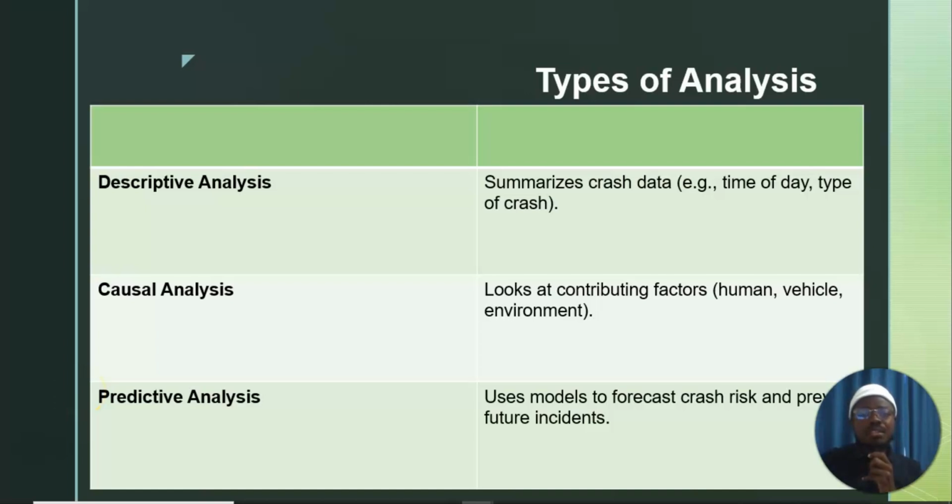As we can see here, it says it uses models to forecast crash risk and prevent future incidents. Not just that, the predictive analysis also uses this data and these models to forecast future accident outcomes, and helps in identifying high-risk areas and potentially prevent accidents. When we say something is predictive, it's just a way of making a future reference or a future forecast on what could have happened and how we can prevent it from happening in the future.